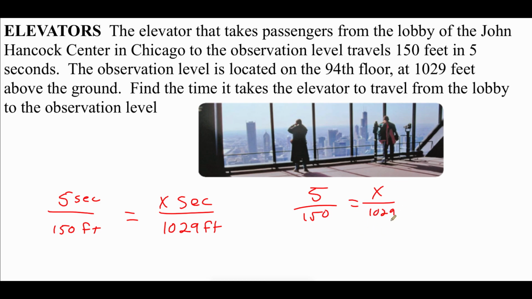Now, in order to get x all by itself, right now we are dividing by 1,029. So in order to get rid of that division, we're going to have to multiply both sides by 1,029. On the right-hand side, the times 1,029 and the divided by 1,029 cancel each other out. On the left-hand side, I'm going to take that 1,029 and put it over 1. When we take 1,029 times 5, we get 5,145. And when we take 1 times 150, we get 150. And that's going to equal our x value.